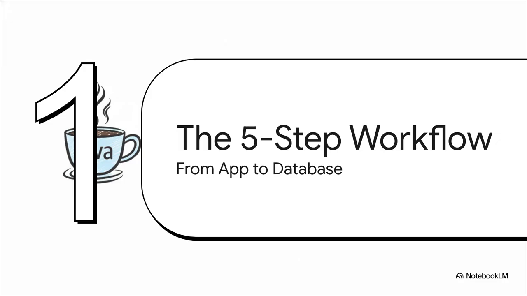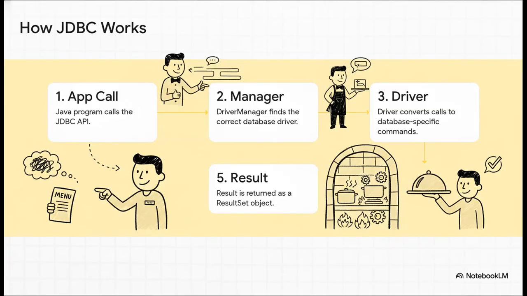So, we have our waiter, but how does it all actually work? What's the play-by-play from the moment our customer decides what they want to the moment the food hits the table? Well, it follows this really clean 5-step workflow. Let's walk through it. First up, our app, the customer, figures out what it wants. That's our SQL query. It places the order using the JDBC API, which is basically the restaurant's menu.